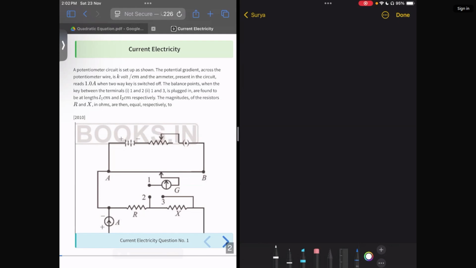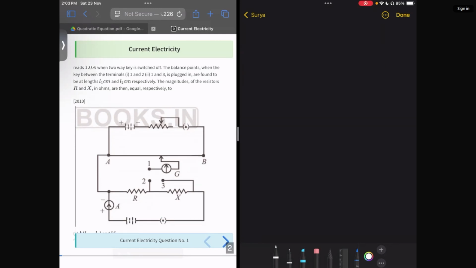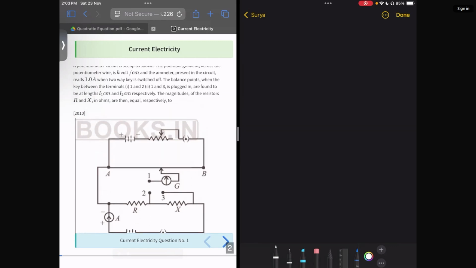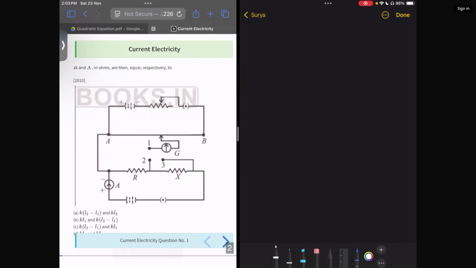There is a two-way key, 1 and 2 and 1 and 3. The balance points where the key between terminals 1 and 2 and 1 and 3 is plugged in are found to be L1 and L2 respectively. The magnitudes of the resistors are given as R and X, in ohms. They are asking for R and X in terms of K and L1 and L2. So let's see how to solve this one.